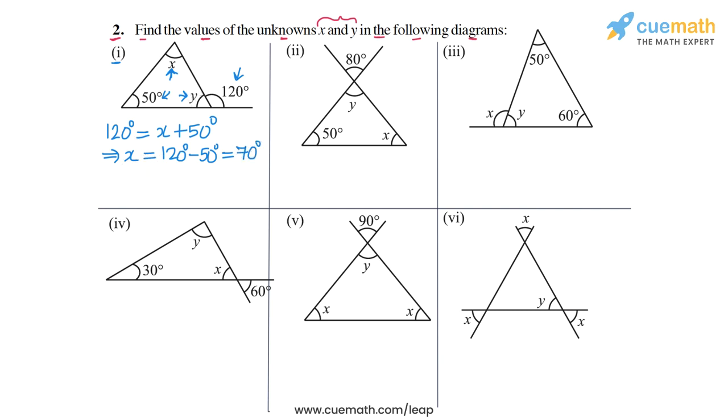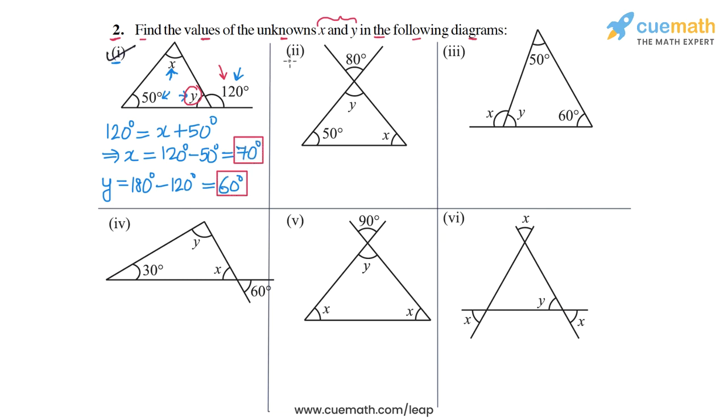And then to find y, we can note that this angle forms a linear pair with this angle which is marked 120 degrees. So y is actually quite easy to find. We simply subtract the angle 120 degrees from 180 degrees, and we will get 60 degrees. So in part 1, the value of x is 70 degrees and the value of y is 60 degrees. So this completes part 1.